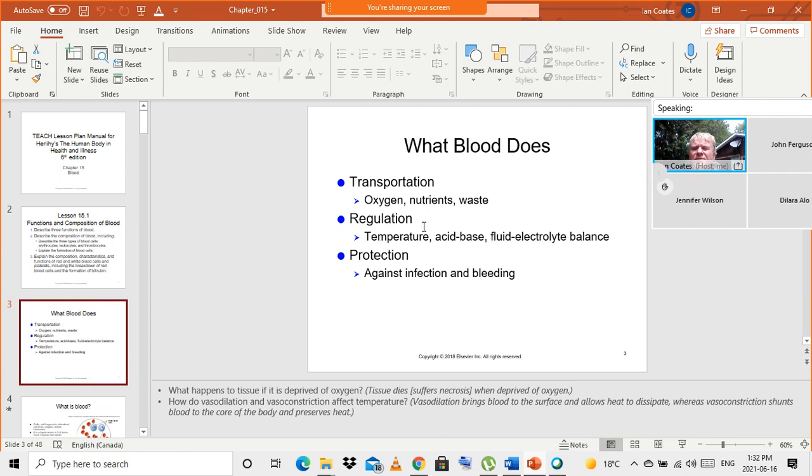What does blood do? Transport. It moves things from one place to another: oxygen, carbon dioxide, nutrients, waste. Regulation: temperature, interesting, acid base, fluid, electrolytes. These kinds of things all have to do with the blood. And also protection, which we saw last week when we were learning about first line of defense and second line of defense. So transportation, regulation, and protection. Good.